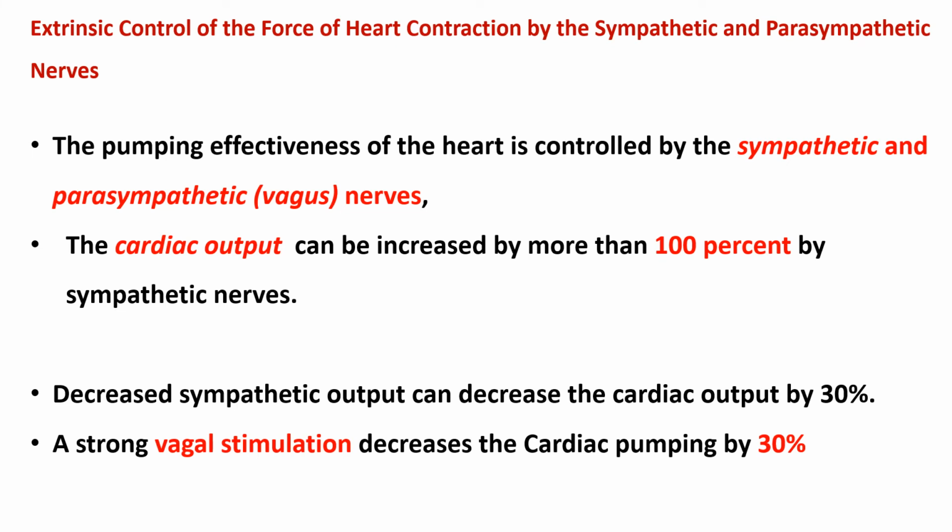What is cardiac output? I will define cardiac output for you. Cardiac output is the volume of blood ejected by each ventricle per minute. Stroke volume was the volume of blood ejected by each ventricle per beat.